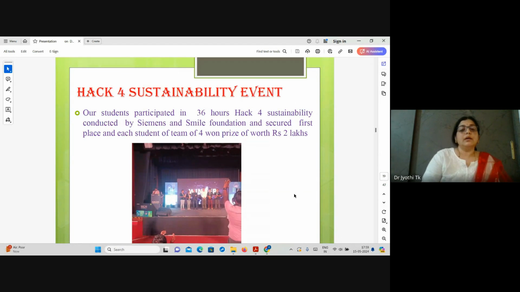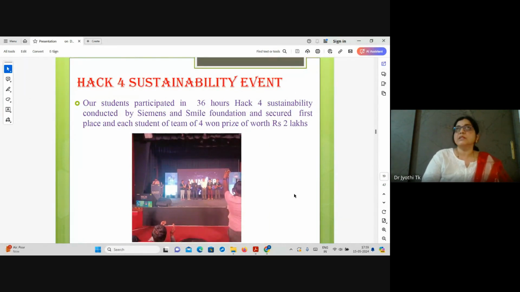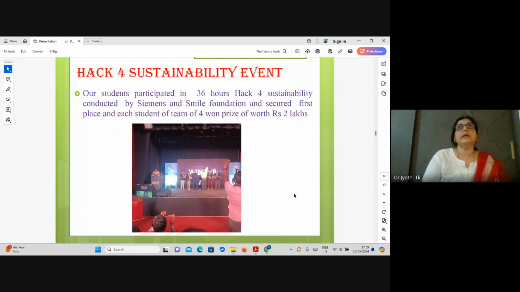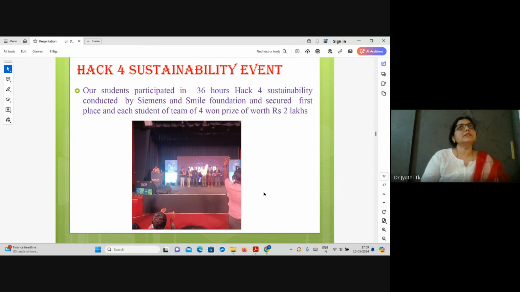And our students have participated in a Hack for Sustainability event exclusively. This was conducted for government engineering colleges all over Karnataka, and our students won the first prize, and each student got an award of 2 lakh rupees, and it is a benefit for the students.